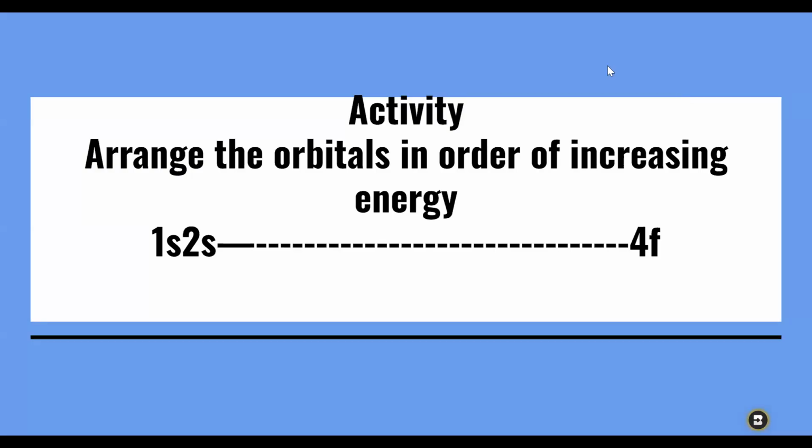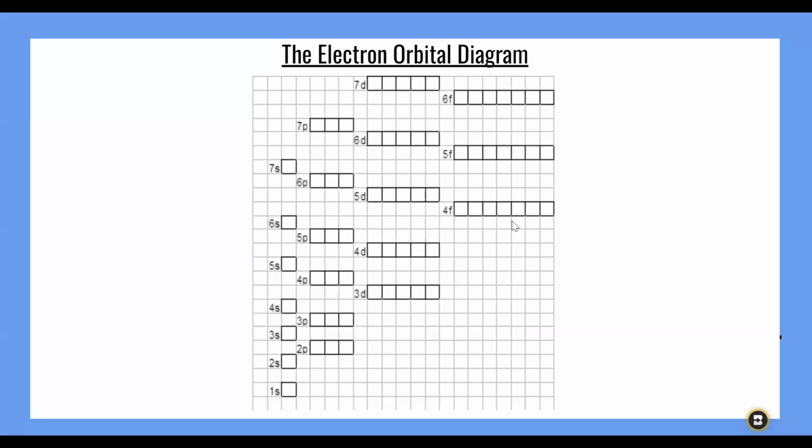I want you to do this activity. Look at your electron orbital diagram and write it in order up to 4F. That means you start from 1s, no comma, no space, 1s. The next one is 2s. Then you go up to 4F and then you stop. Let me go back and show you this again. So you are writing this in order till you get to here, you stop. I don't want you to go all the way. So you start 1s, 2s. You keep on going in order.